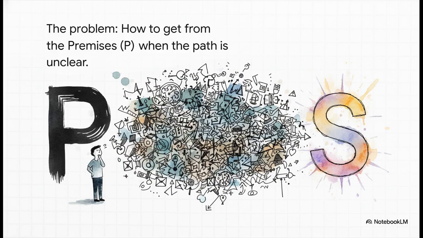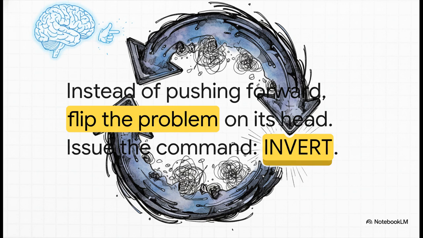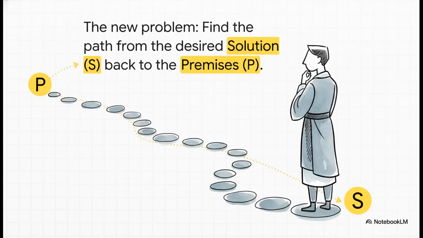All right, now for inversion. Imagine you're here, at the problem, P, and you need to get all the way over to the solution, S. But the path is a total mystery. You are completely and utterly stuck. So you give your brain a new command. Invert. And just like that, you have a brand new and often much easier problem to solve. Instead of trying to force your way forward, you start at your desired solution, S, and work your way back to your starting point, P. And mapping that route backward often reveals the exact path you were missing the whole time.